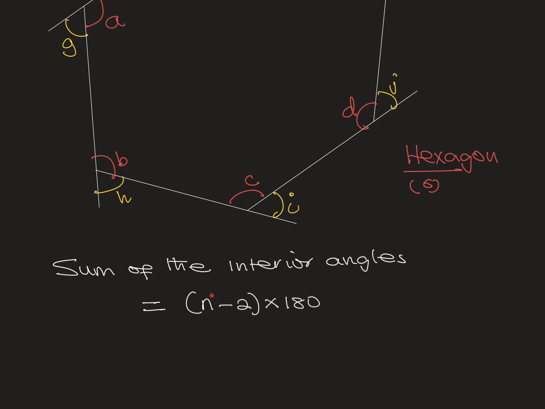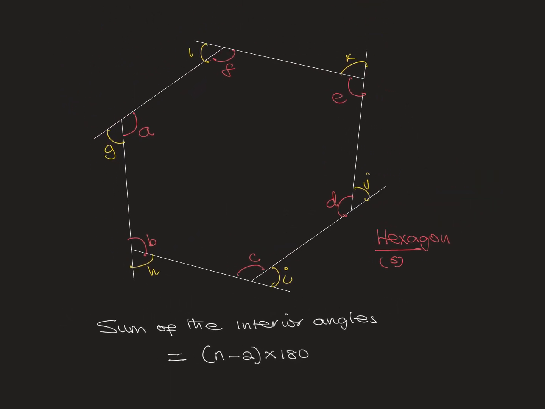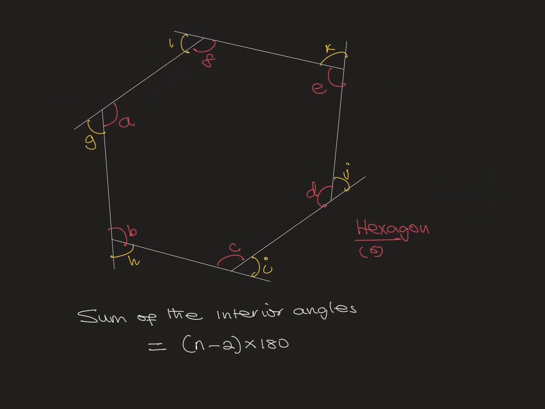The n is the number of sides. So if we are considering this diagram here, the number of sides here are 1, 2, 3, 4, 5, 6. So therefore, n will be 6. And if we calculate that, that will be 6 minus 2 multiplied by 180. And that is going to give you 720 degrees. So that is how you find the sum of the interior angles.